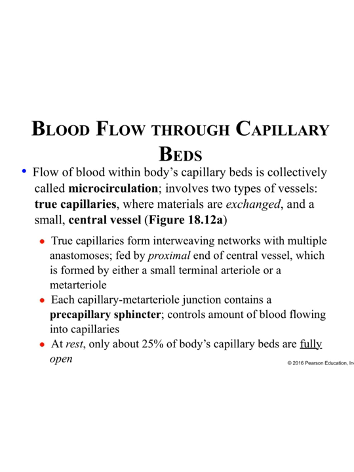So the flow into a capillary bed, we call that microcirculation because of how small the actual diameter of most capillary beds is. This involves two different types of vessels: true capillaries, where materials are exchanged, and then a central vessel that basically just carries blood from the arterial end to the venule end of the capillary bed. We talked about this very briefly in class today. So actually, I just want to go to the picture.